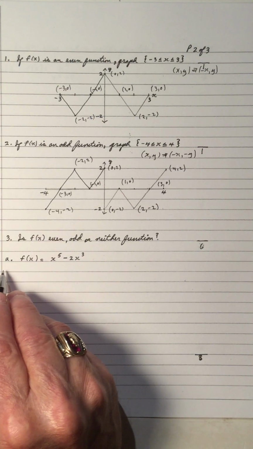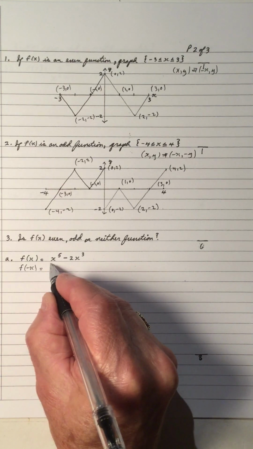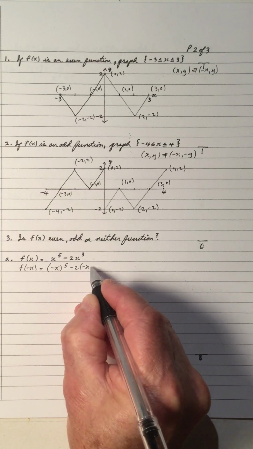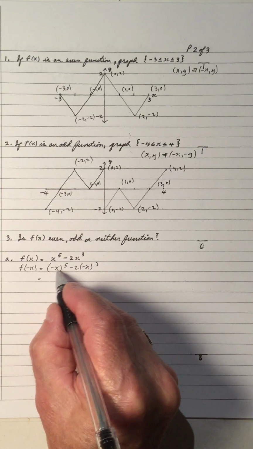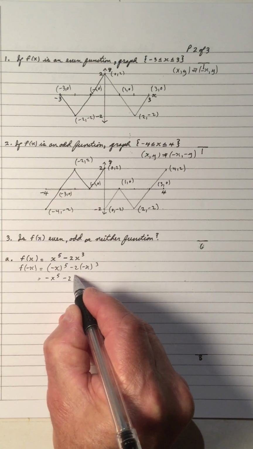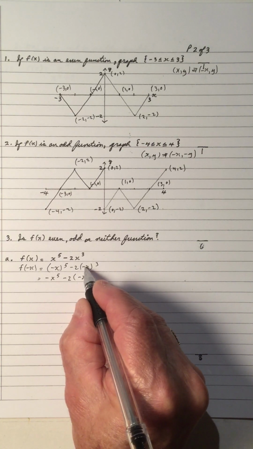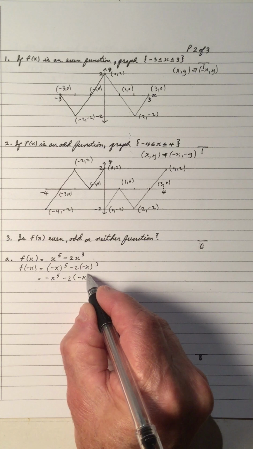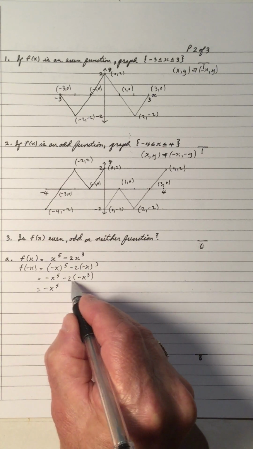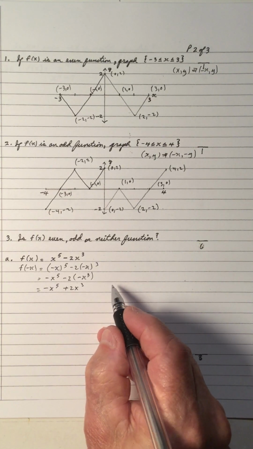We have to do f of negative x. So we put a negative x in the place of x, done. So negative x to the 5th power is negative x to the 5, minus 2. Negative x all cubed is the same as negative x cubed. So that's negative x to the 5. Negative times negative is positive 2x cubed.